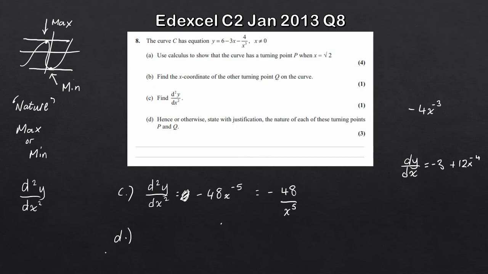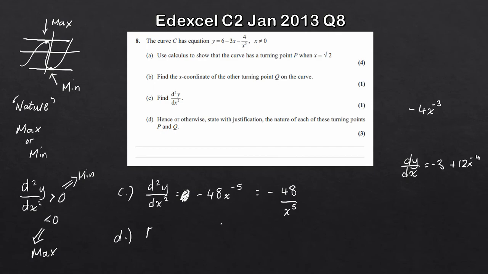The way we evaluate this is by substituting the points in, P and Q. If the second derivative is greater than 0, that implies that it's a minimum. And if it's less than 0, this implies that it's a maximum. So we just need to do that for ours, right? Using this minus 48 over x to the 5, substituting in P and Q, we can work out whether it's a max or a min.